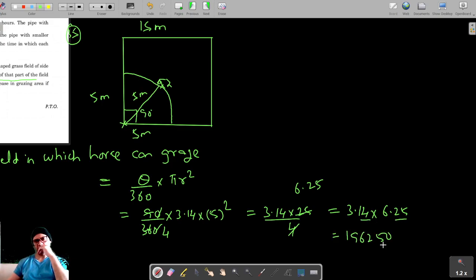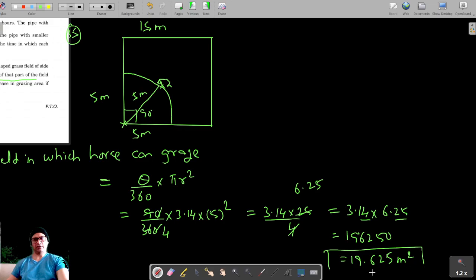So this is 196250, and it's 19.62. We can say 19.625 meters square is the area that the horse can graze. So this is the area the horse can graze.